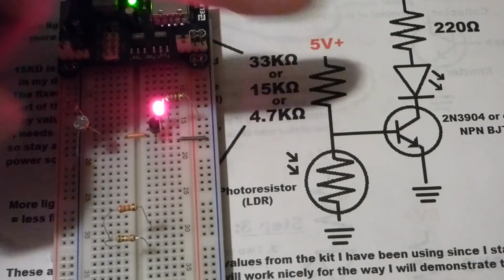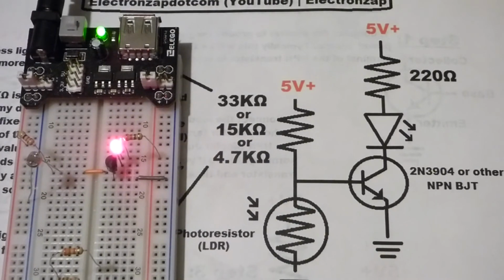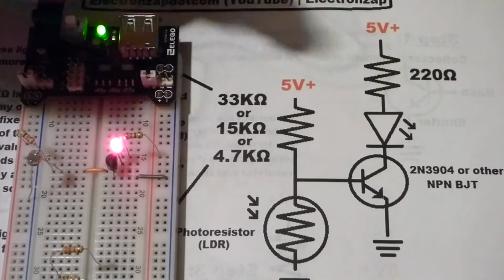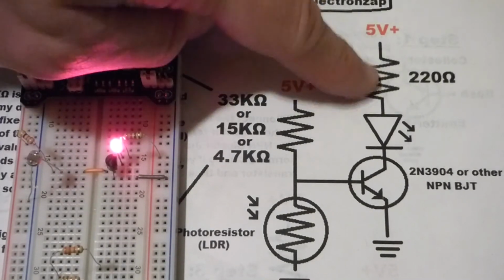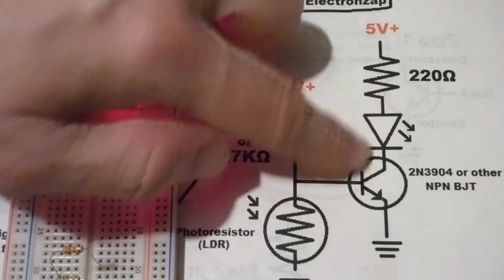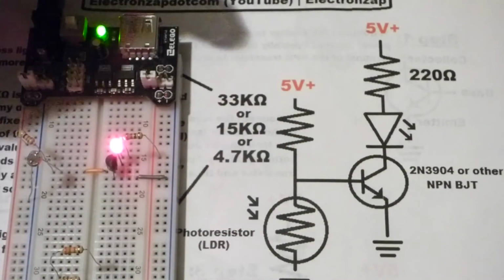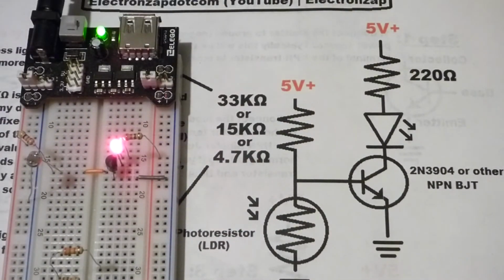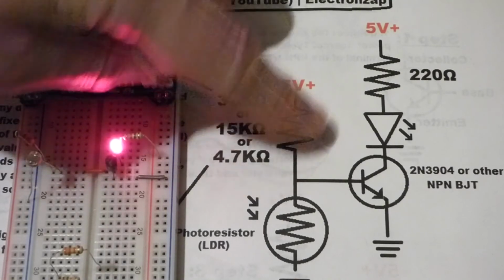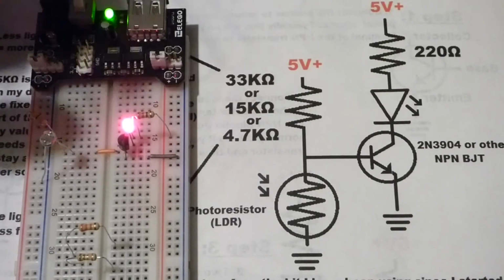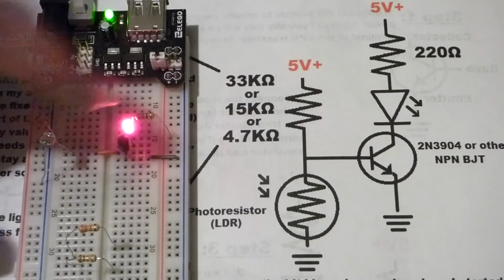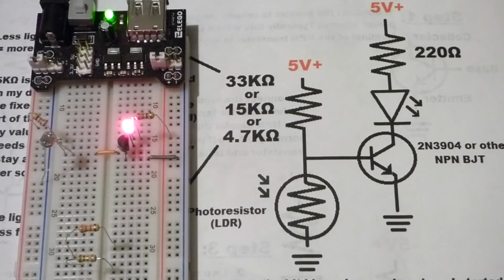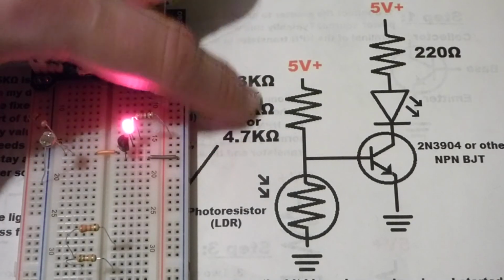So this is the major adjustment you make with this circuit. This is just kind of our load. You can swap out the load for whatever you want to turn on and off. This resistor is just to protect the LED and also the transistor from too much current. The LED is the weakest component though in this circuit. So any adjustments you want to make for light sensitivity is this fixed resistor here. The photoresistor, you're just kind of stuck with whatever you get. You have to make your adjustments on this end.